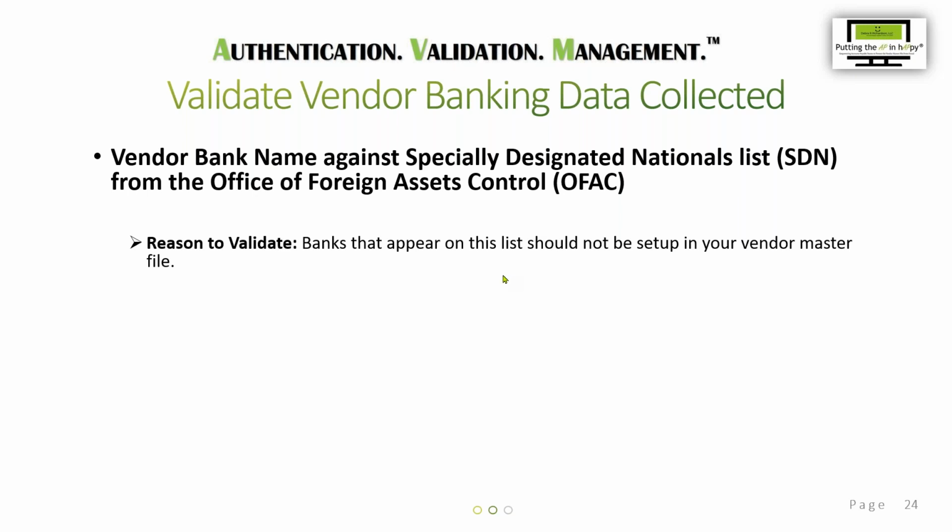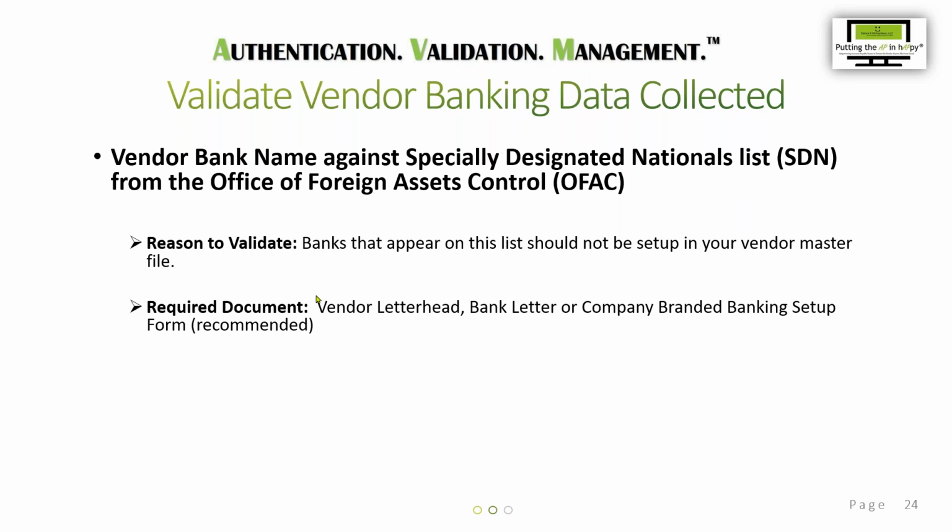Now, typically what I do, because you've got a lot of the big banks, is I'll have excluded banks so you don't have to search them, like Chase, Bank of America, Wells Fargo, those types of things. I'll have a list of like 15 to 20 banks that the team does not have to search on because they're not going to be on the list. But any other banks should be searched against the OFAC watch list, and if they appear on that list, then you do not set them up in your vendor master file.